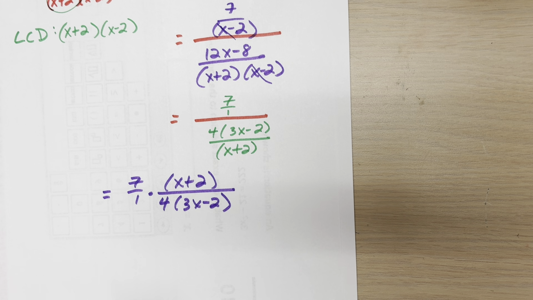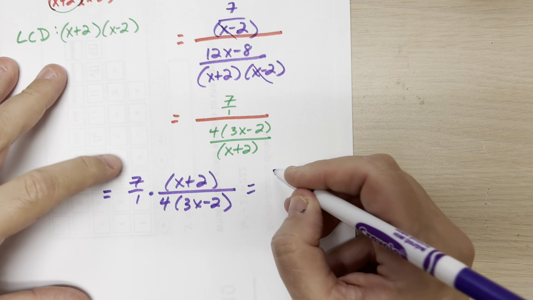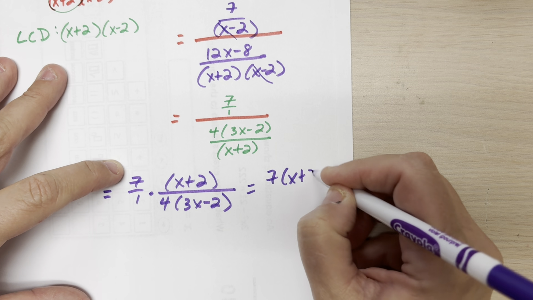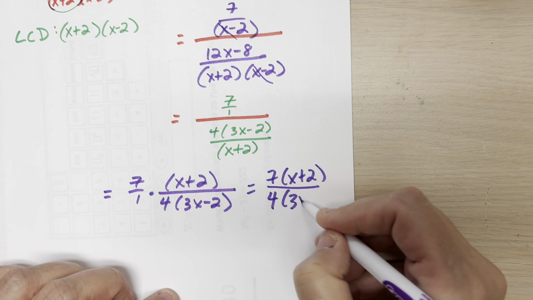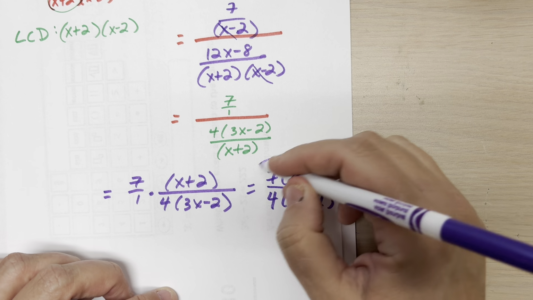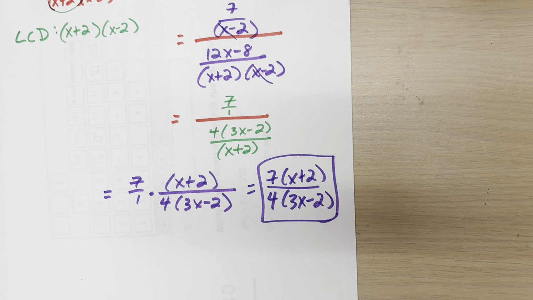Now nothing is going to cancel out here. Let's pretend for a minute we had something like an 8 up here. I could do 8 over 4 is 2, but 4 isn't going to go into 7 evenly. So we're just going to leave it alone. So I've got 7 times the quantity x plus 2. On the bottom, 1 times 4 is 4. Quantity 3x minus 2. And that's that.